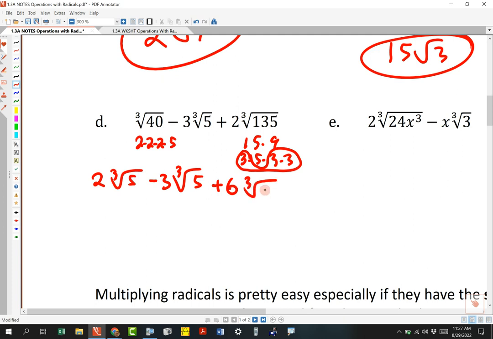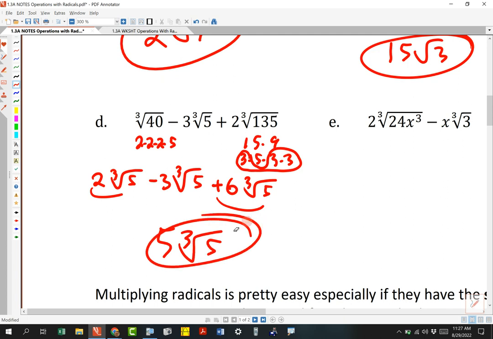Cube root of what's stuck underneath? 5. Caleb, can you tell us why that 5 stuck underneath? Yeah, it's not part of a group of 3. It's not part of a triple. So all together here, I'd rather put the positives together. I get 8 of them. Then I subtract 3 of them. And then we end up with 5 cube root of 5.